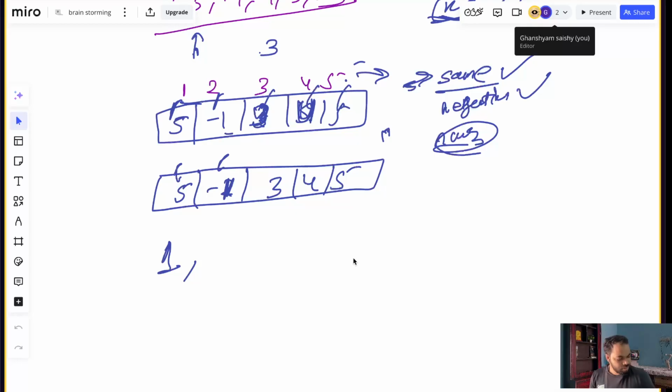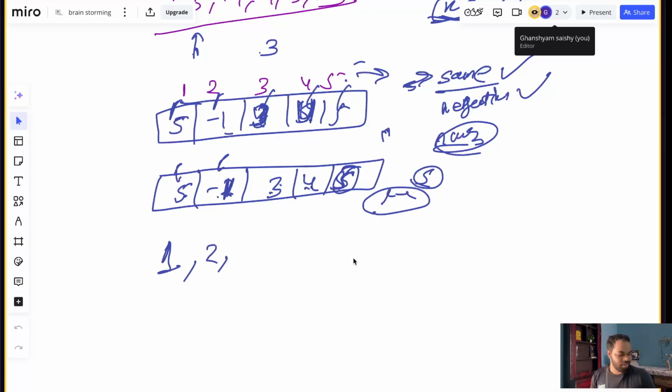These are not matching, so 2 becomes the missing number. Then this is matching, this is matching, this is matching. How will you track what is the last biggest number that is present? For that, you might think, okay, we'll pick the length of it, right? So 1, 2, 3, 4, 5. So 5 is the length of it. So 5 will be the biggest number.